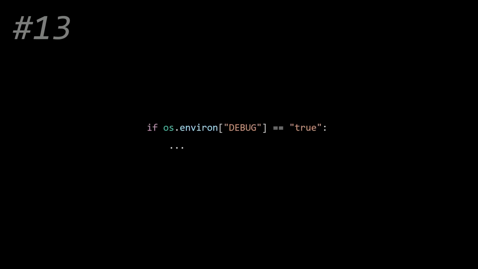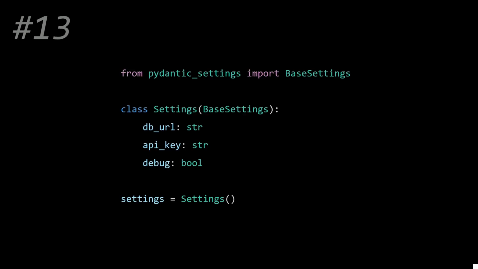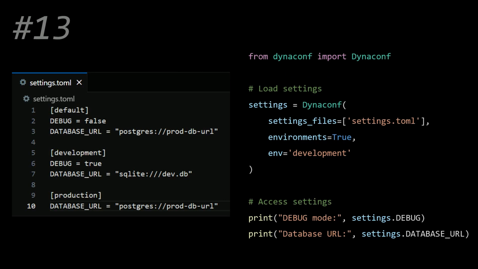Also, avoid accessing os.environ all over your code base. It gets messy fast. A better approach is to centralize everything in a config class, something like a settings class. In my project, I use Pydantic's BaseSettings. It validates all your environment variables upfront. If something is missing or misconfigured, it fails early, right when the server starts, and it makes switching between development and production environments a lot smoother. Another solid option is Dynaconf. It's more flexible and supports things like multiple environments and layered settings.